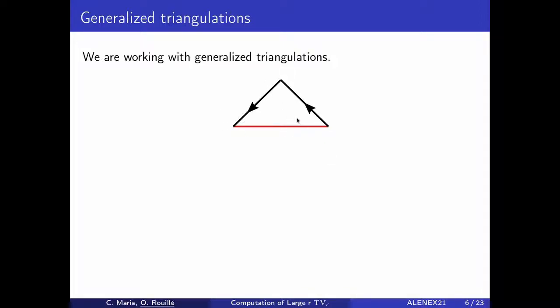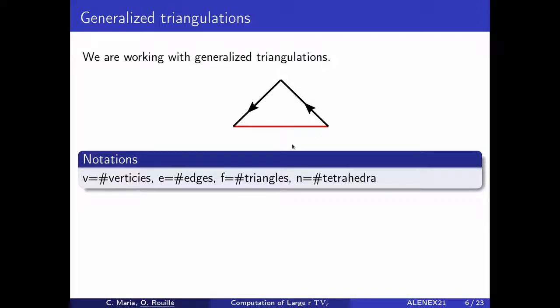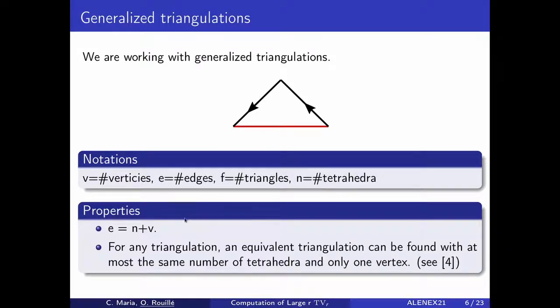For instance, here we have a generalized triangulation of the Möbius strip with only one triangle that is glued to itself. The notation we use is V for the number of vertices in the triangulation, E for the edges, F for the triangles, and N for the tetrahedra. Two properties that will be useful later. For all triangulations, the number of edges equals the number of vertices plus the number of tetrahedra. And for any triangulation, it's always possible to find an equivalent triangulation that represents the same manifold with only one vertex and the same number of tetrahedra or less.